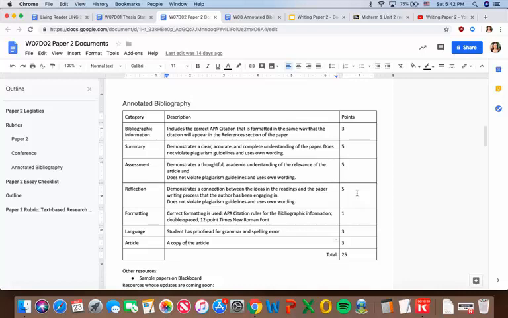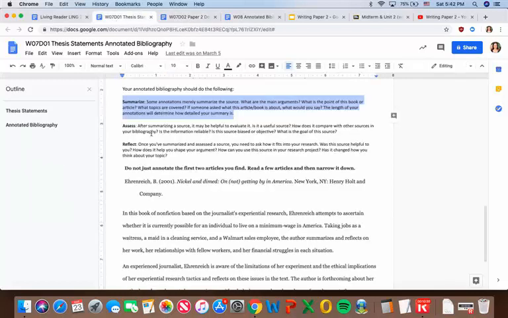And the criteria for those 5 points is it demonstrates a thoughtful academic understanding of the relevance of the article and does not violate plagiarism guidelines and uses his own wording. So that's also another important part. So again, if you're not sure exactly what that means or how to fulfill that requirement, you can get a longer description of it right here.